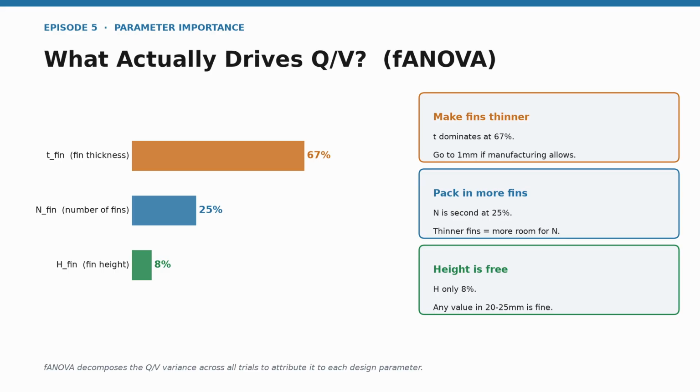This is the result that's hard to find by intuition. Individual sweeps from episode 3 showed the t trend, but they couldn't show that t matters 8 times more than h. That's what the joint optimization, the fANOVA decomposition, and the full experimental design gives you.